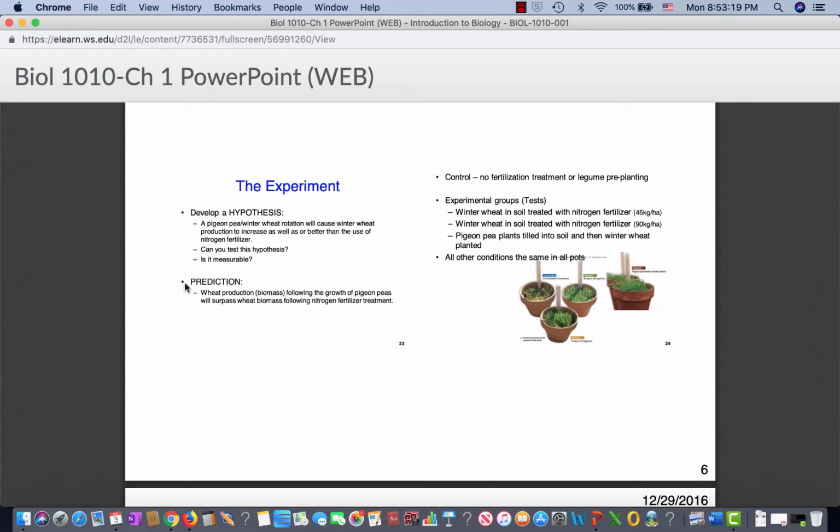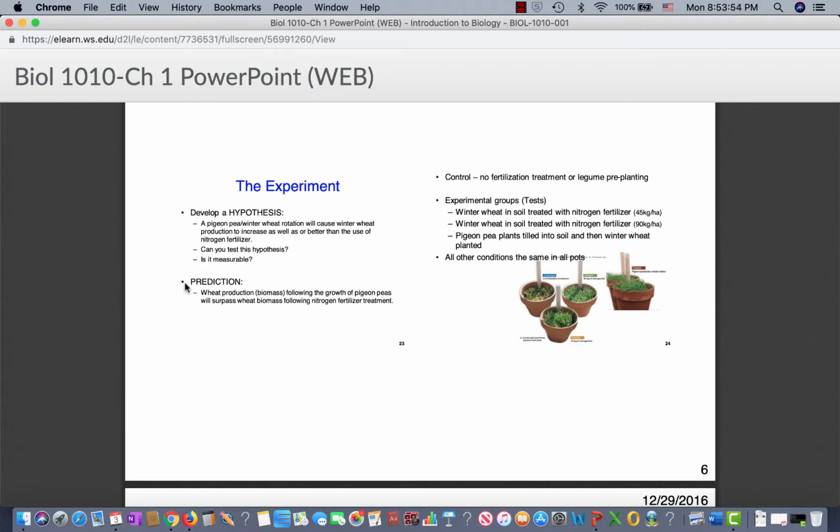So, experiment. Develop a hypothesis. Pigeon pea/winter wheat rotations will cause winter wheat production to increase as well as or better than the use of nitrogen fertilizer. Can you test this hypothesis? Is it measurable? Yes. Prediction: the wheat production biomass following the growth of the pigeon peas will surpass the wheat production biomass following nitrogen fertilizer treatment. So you have the beginnings of an experiment here.